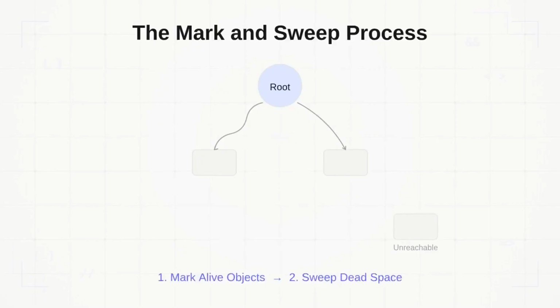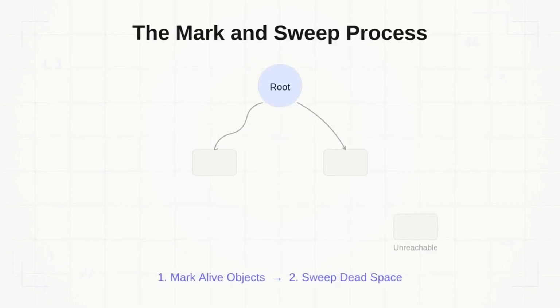Garbage collection, used by Java, Python, and Go, shifts this responsibility from the human to the runtime environment. The programmer simply creates objects, and the language's garbage collector periodically scans memory to find data that is no longer reachable by the program. The most common method is mark and sweep.